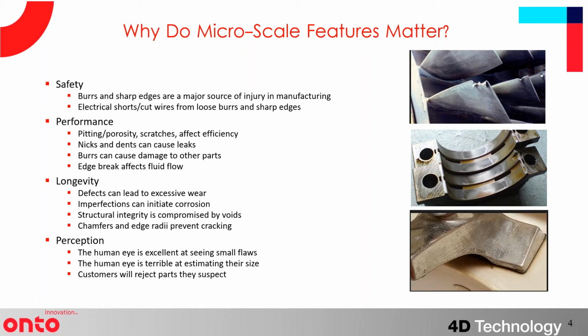And then lastly, there's the ever-important customer perception. So the human eye is excellent at seeing small flaws. And that's actually one of the problems with trying to use the eye to characterize them, is the eye will oftentimes be more critical than actual metrology in terms of disposing of parts as being bad. And the reality is customers and manufacturers will reject parts that they suspect. No one wants to let a bad part go through. And what that means is that there's an excessive amount of rework and rejection regarding small scale features when they're not properly measured.